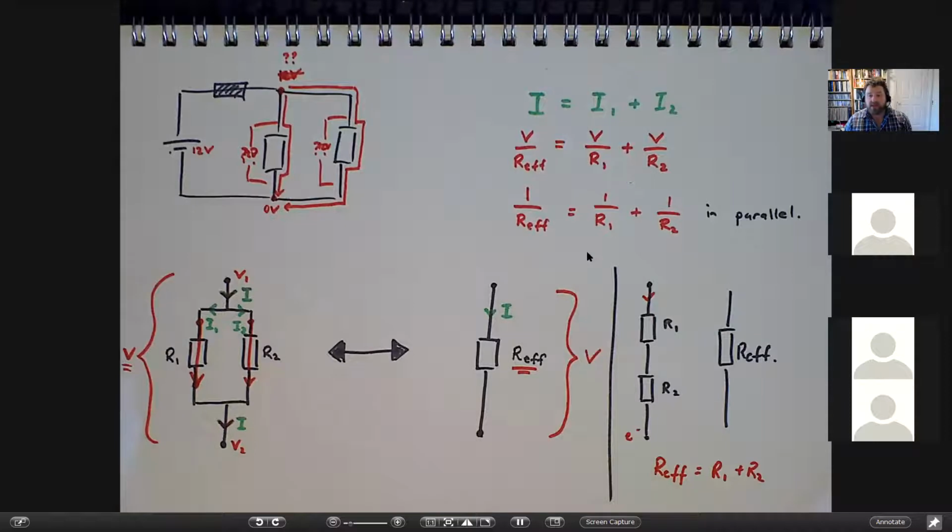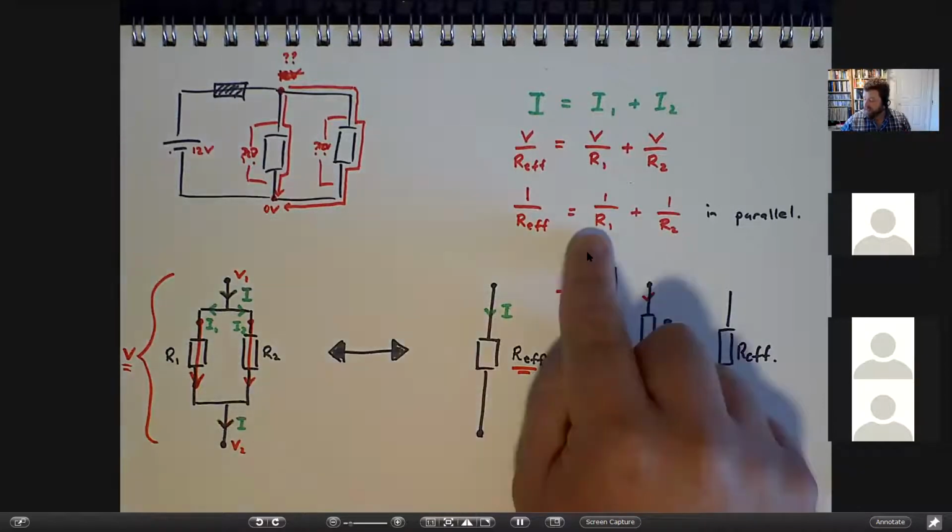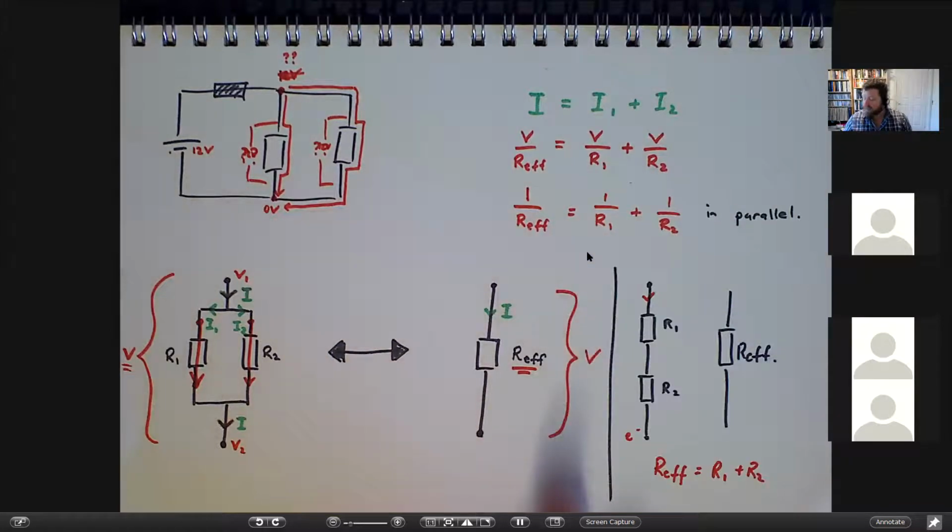Okay, so when the electrons have a choice in parallel, the effective resistance is like this. When they don't have a choice and they have to go through both, the resistance is like this. Okay. So how do we use that idea to analyze complicated circuits?